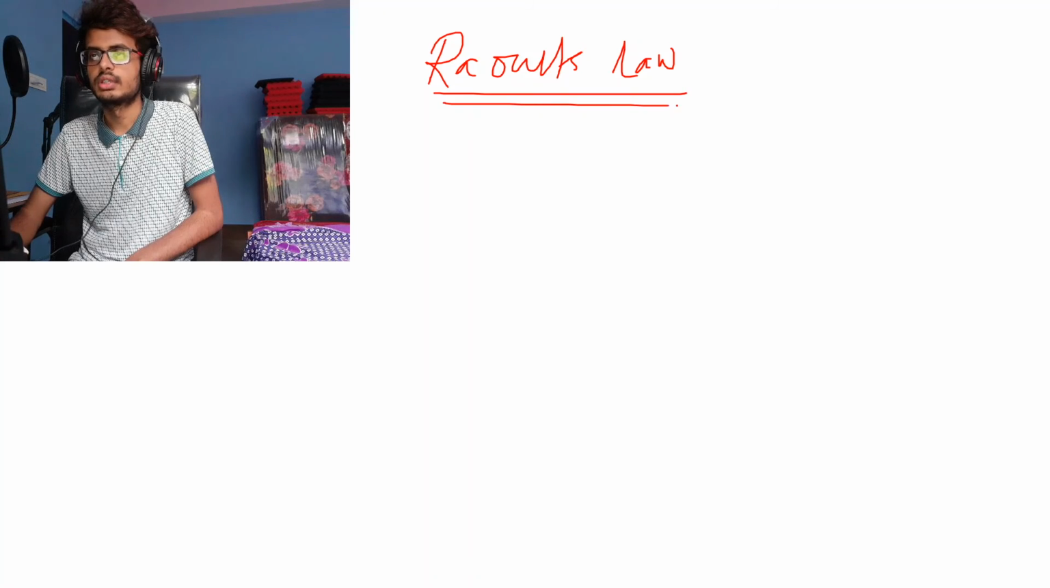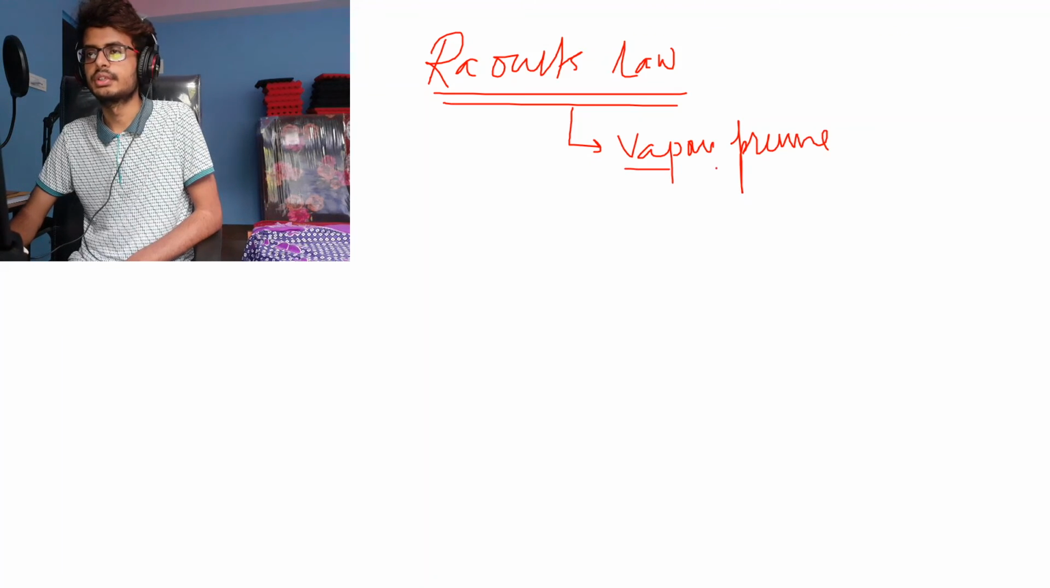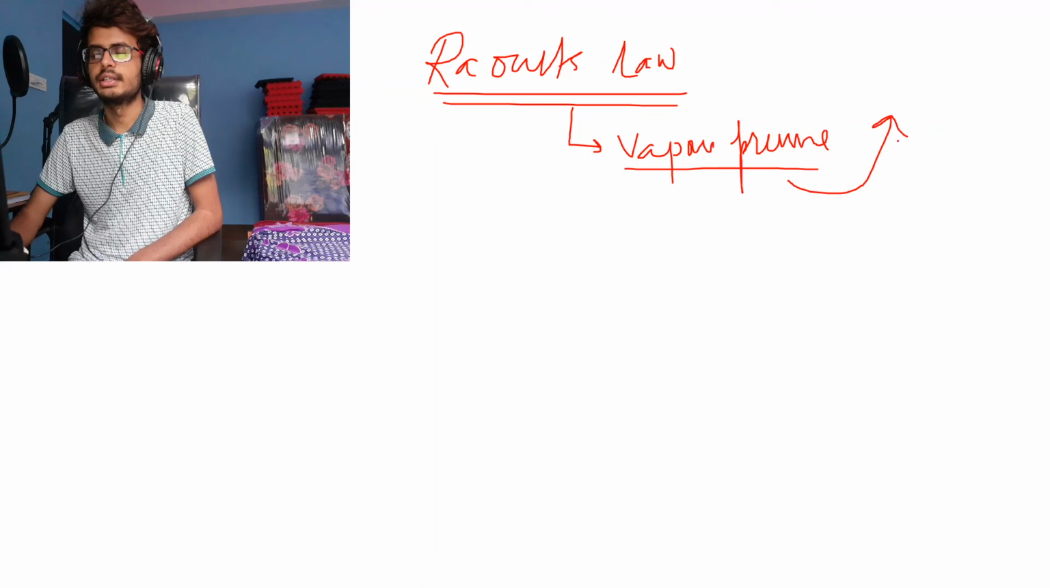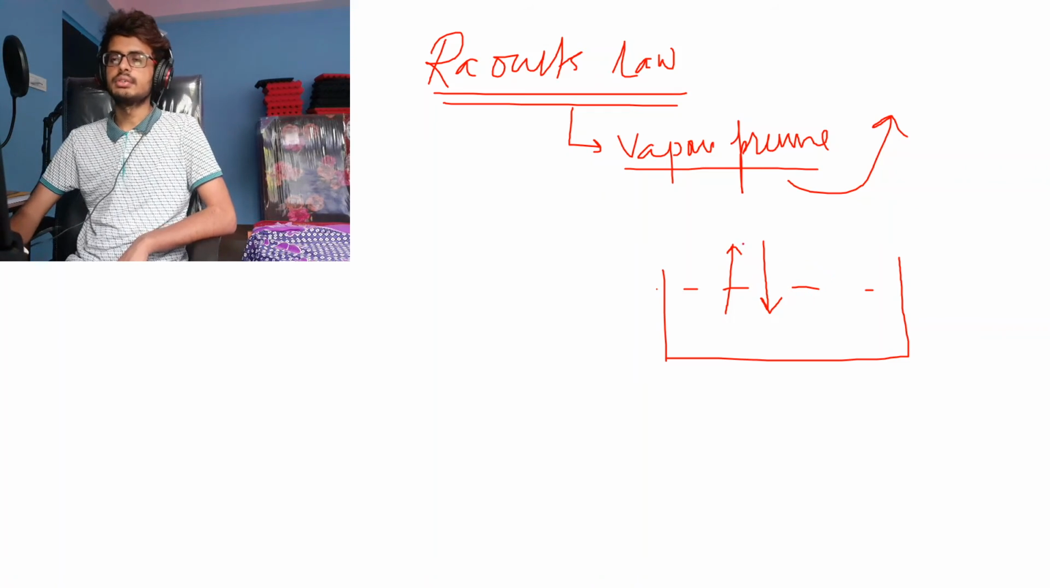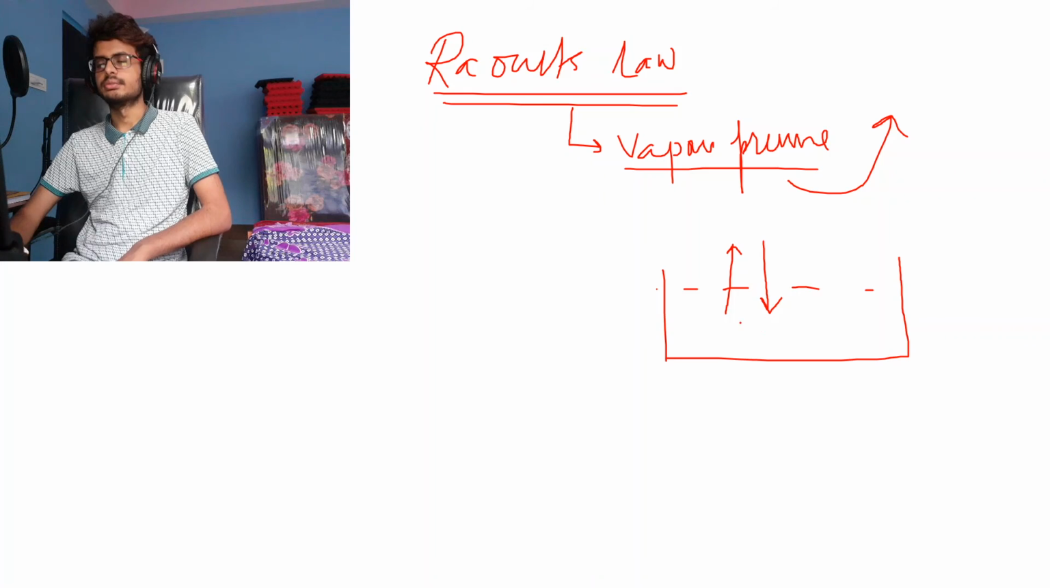So for Raoult's law, we need to know about vapor pressure. Vapor pressure was already discussed in the previous class. So what is vapor pressure? Vapor pressure is basically the pressure exerted by a liquid in the vapor or gaseous state when it is boiling, right? But the condition is that the liquid has to be in dynamic equilibrium. Dynamic equilibrium means the rate of evaporation should be equal to the rate of condensation, right?